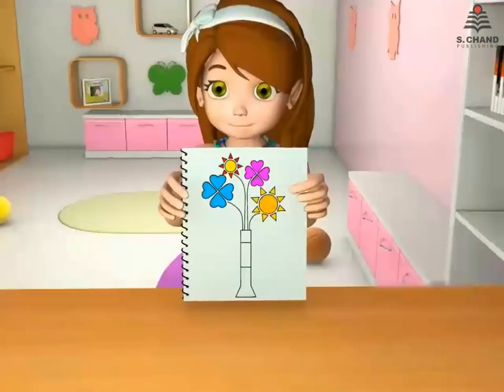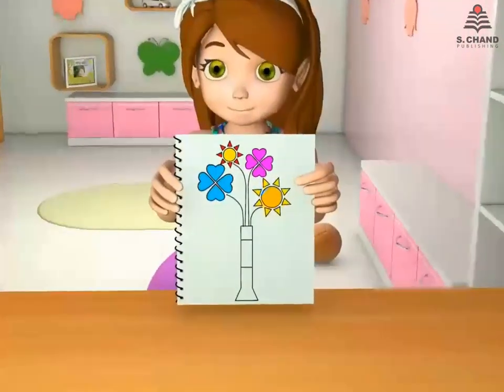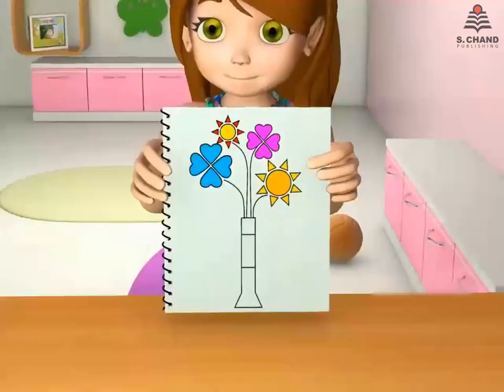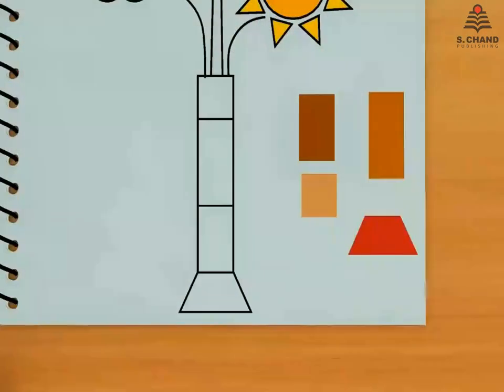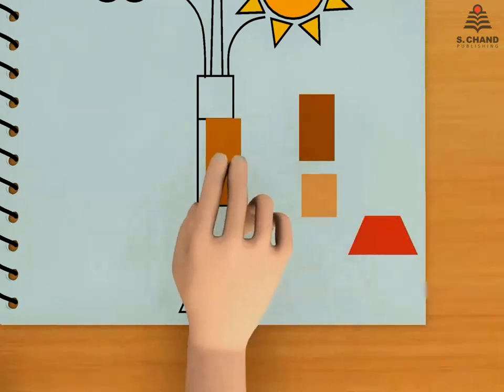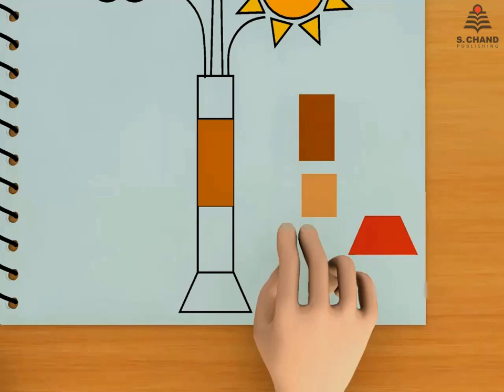Stella has already finished pasting cutouts on all the flowers. Now, let's start with the vase. This cutout is symmetrical with which rectangular part of the vase? The top part, the middle part, or the bottom part? The middle part is correct. This cutout is symmetrical with the rectangle in the middle part of the vase.